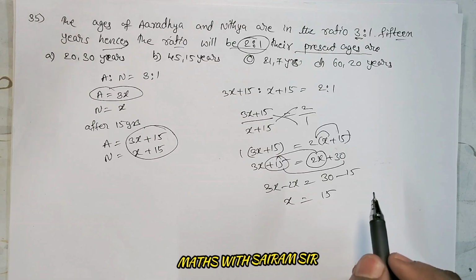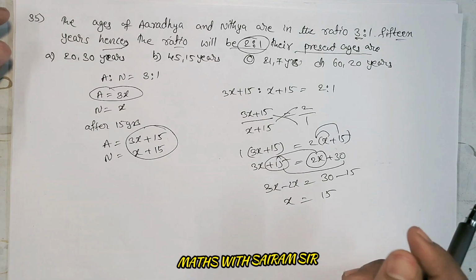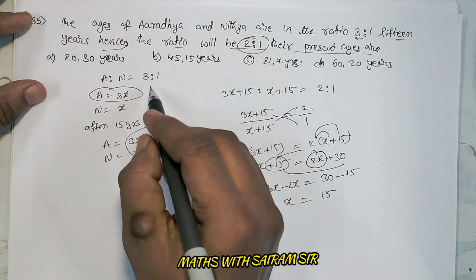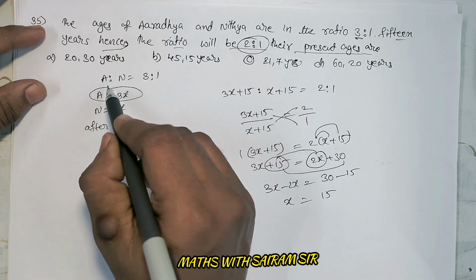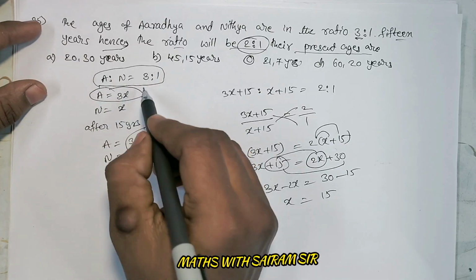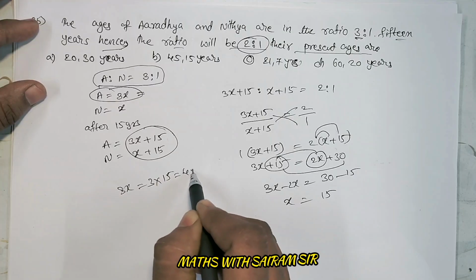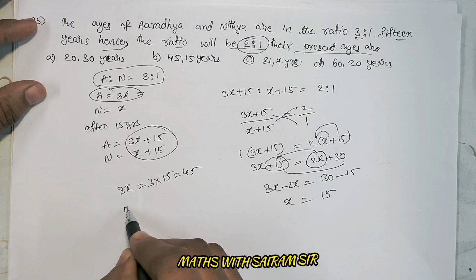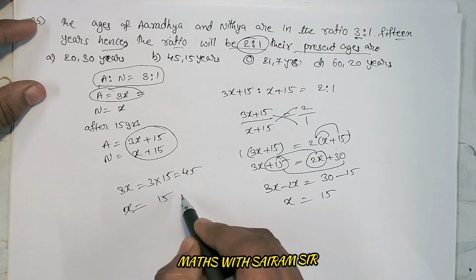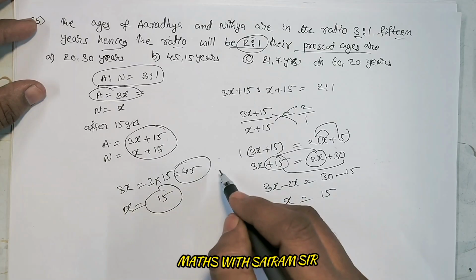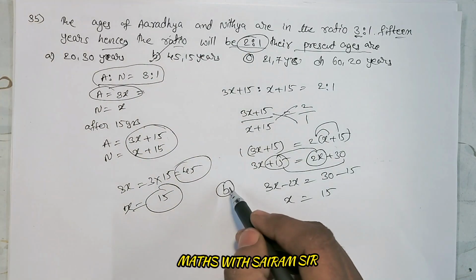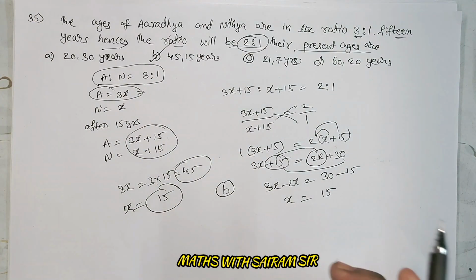Now we got the value of x. Now what do we need to find out? We need to find out their present ages. So as per the ratio, Araja's present age becomes 3x. 3x means 3 into 15, that is 45, and Nitya's present age is x, that is 15. So their ages are 45 and 15. That is option B, the correct one. Okay, now let us see the next question.